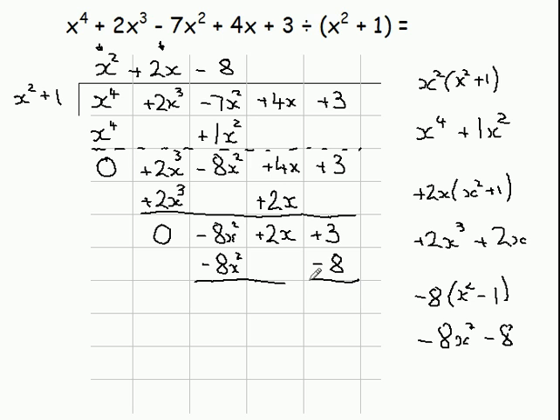And then top minus bottom, that goes to 0. That stays as plus 2x. And this one here goes to plus 11. Now I can't divide x by x squared, so what I'm left with is a remainder of this here. This is my remainder of 2x plus 11.